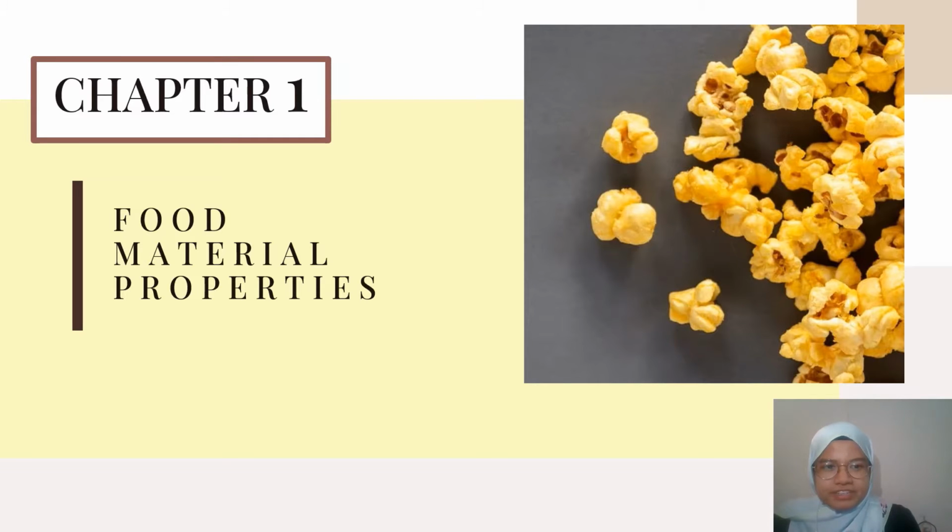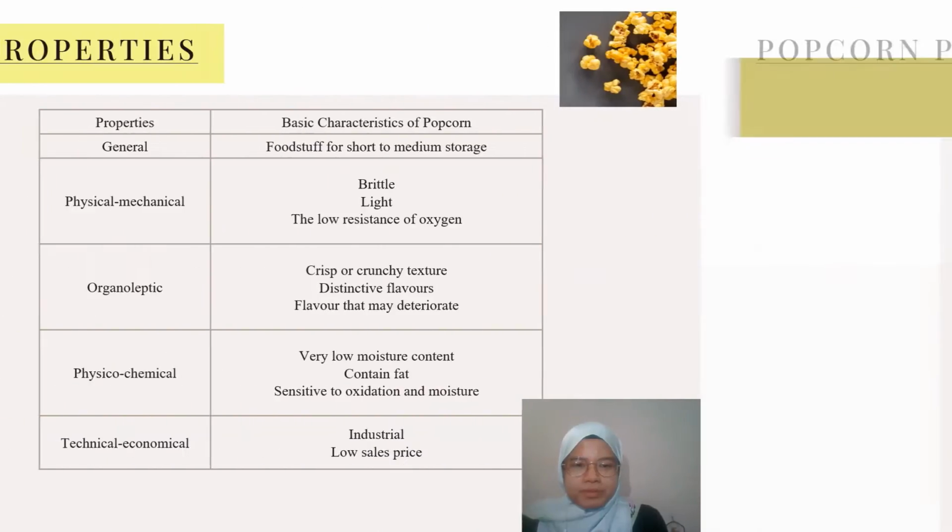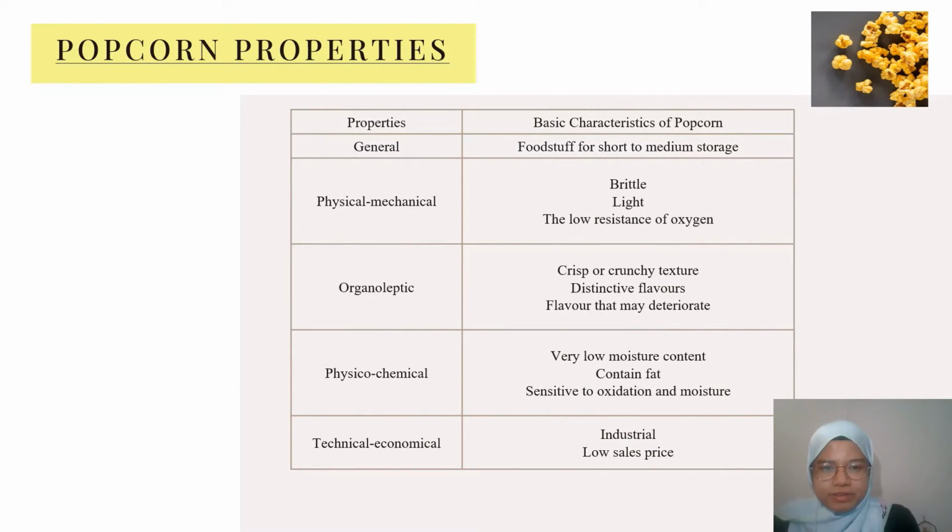Next, proceed to the popcorn properties. The table below shows the properties and basic characteristics of popcorn. Generally, popcorn is a foodstuff for short to medium storage, which is often consumed within 2 to 4 weeks. First, for the physical mechanical properties, popcorn is a brittle and light food, and it also has low resistance to oxygen.